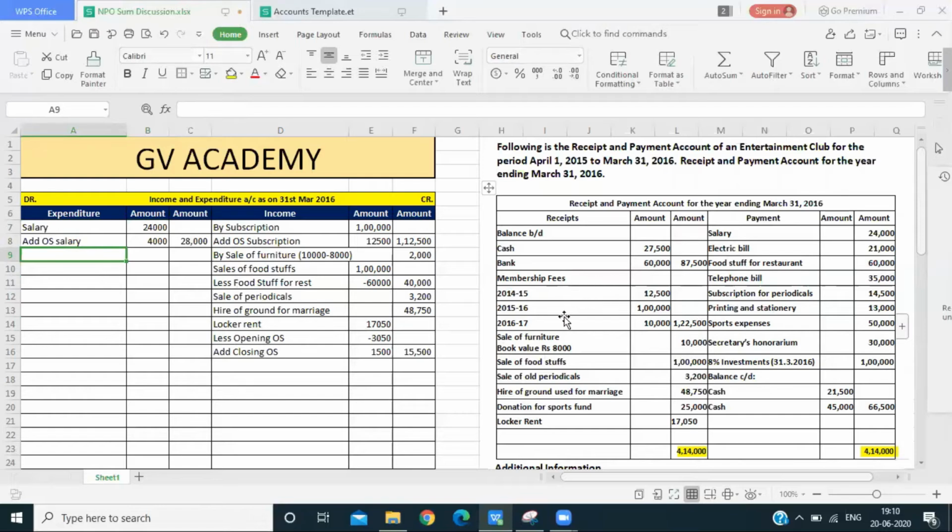So the next point is the electricity bill. The electricity bill is rupees 21,000. We don't have any adjustment to the electricity bill, so directly we can show it as 21,000. And the next one is the foodstuff. Already this foodstuff we have shown on the payment side and on the income side, subtracting that from the income. So again, we need not do any adjustment to the foodstuff. The next point is the telephonic bill.